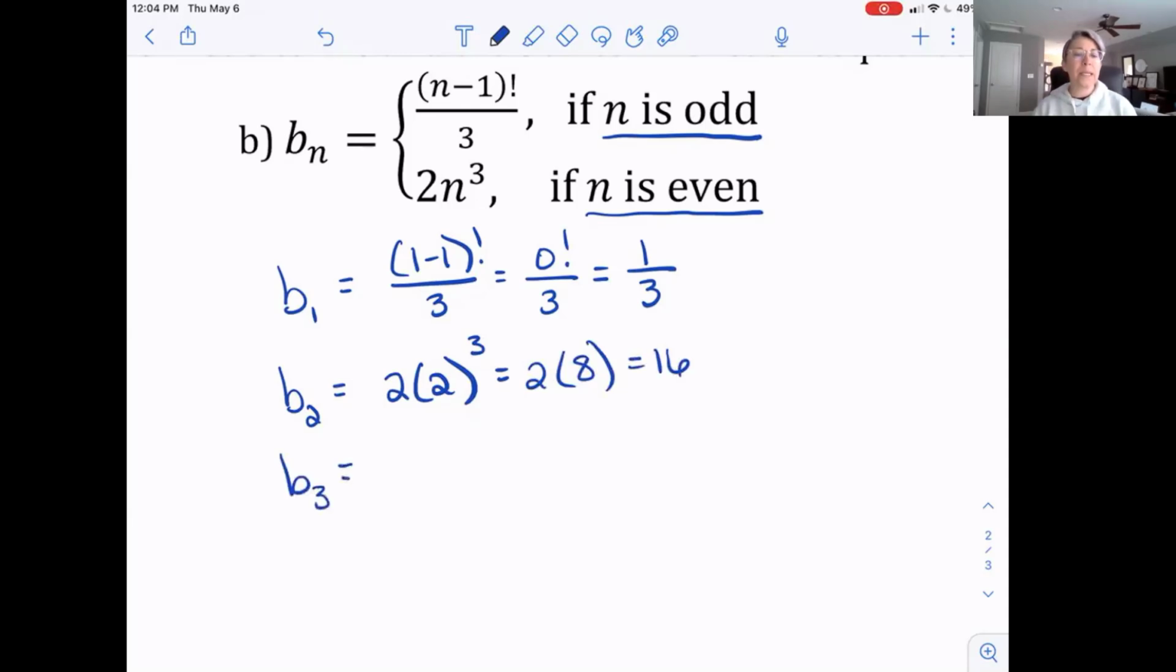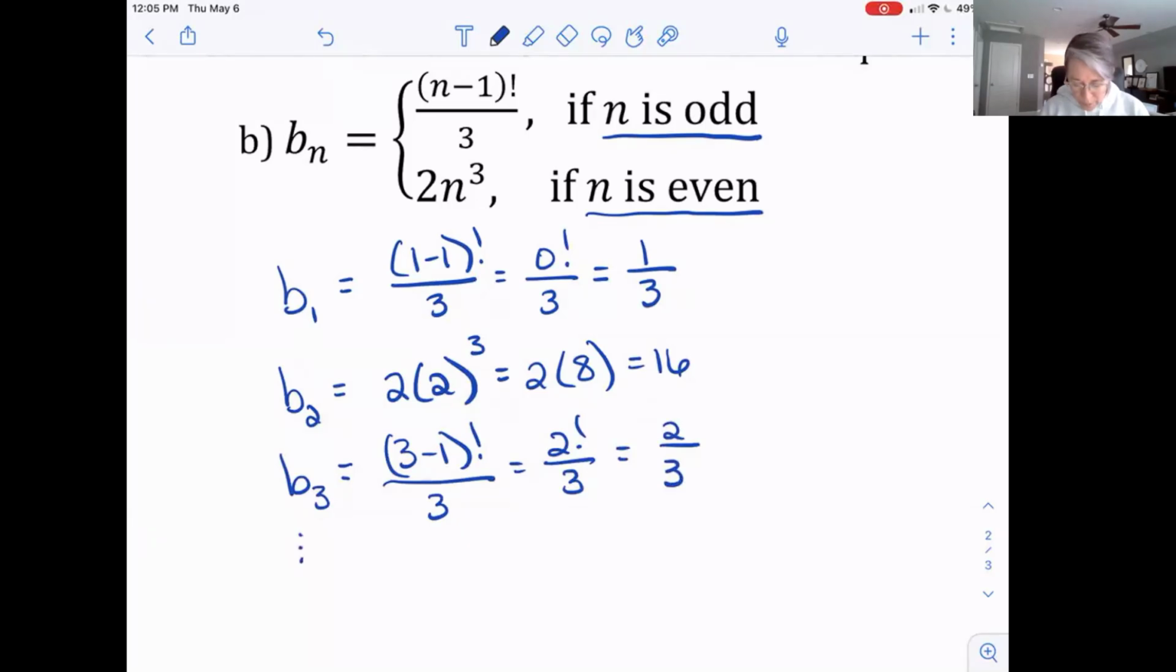B sub 3 is an odd term, so we're going to use the top one. This time plugging in 3, so (3 minus 1) factorial divided by 3. We get 2 factorial divided by 3. 2 times 1 is 2. So we get 2/3.